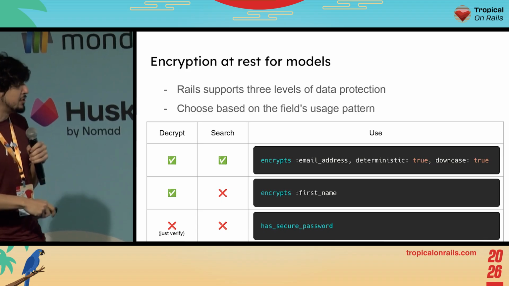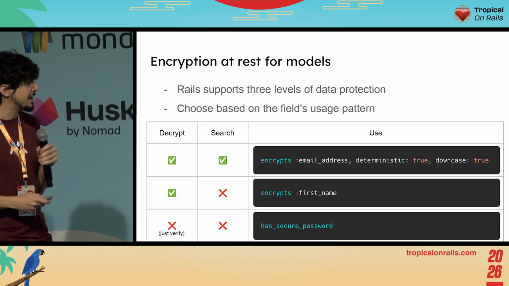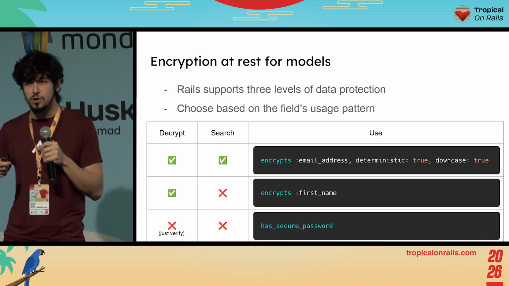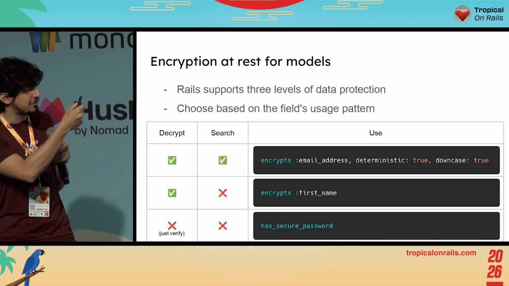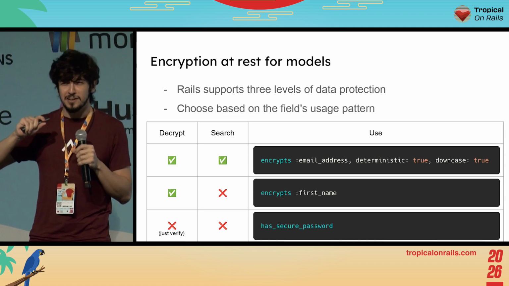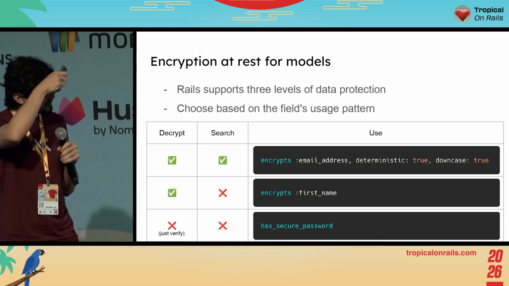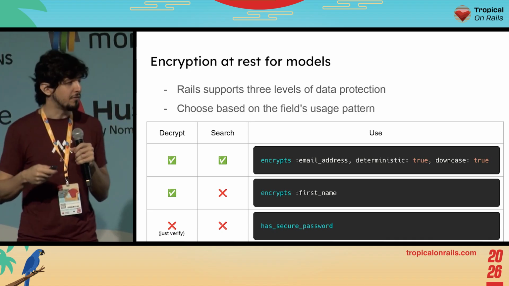And if you need to decrypt, but you don't need to search it, for example, the username or any information like that, you can use just encrypts without the deterministic, and it's going to work automatically for you. Just pay attention, don't just change to deterministic true and expect it to work somewhere else. You need to do it beforehand and really consider what is the data usage of each of these fields.